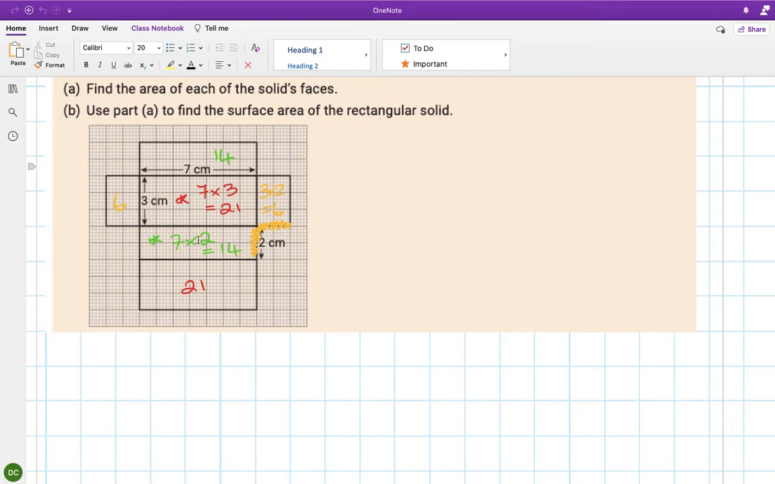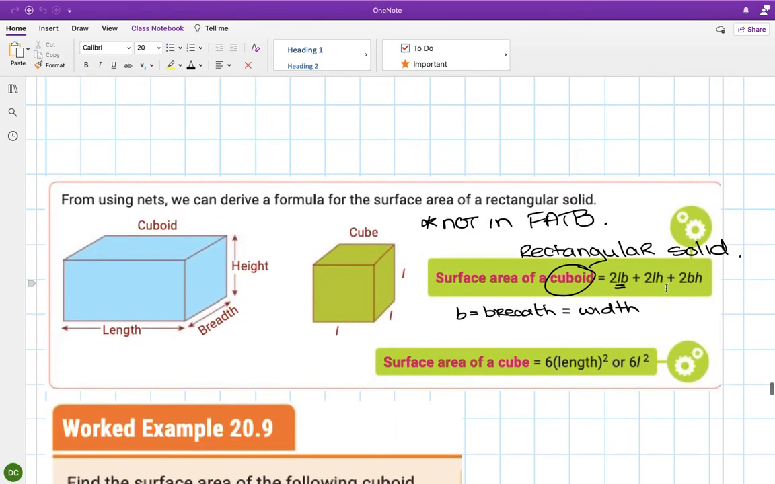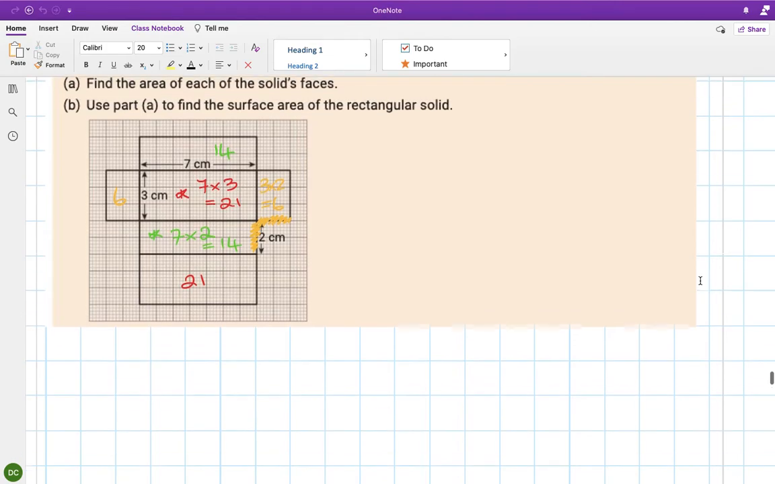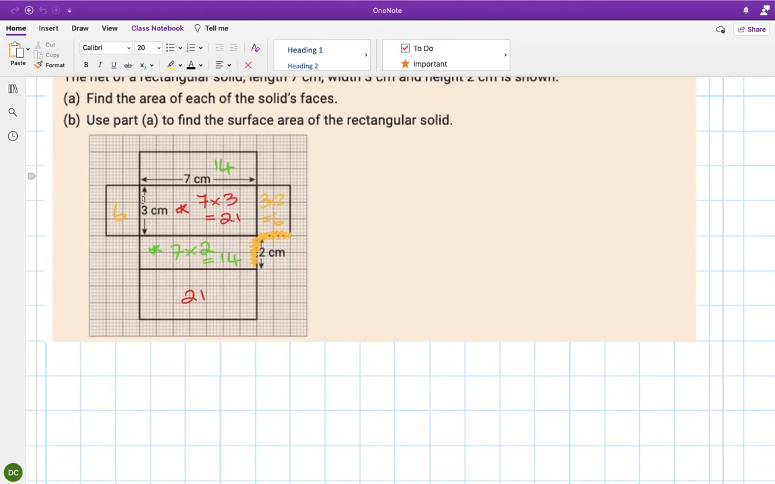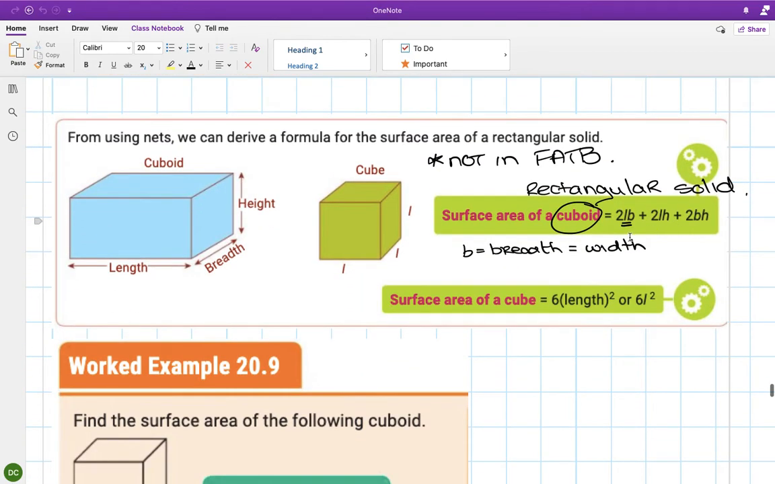The length was 7, the height was 2. We multiplied them to get 14. And then we doubled it because there were 2 faces like that. And then the last one is 2 times the width by the height. So the width by the height is your 3, which is your width, by your 2, which is your height. So 3 times 2 was 6. And again, we doubled it because there were 2 of them. So that's where the formula comes from. Literally that's all you're doing.